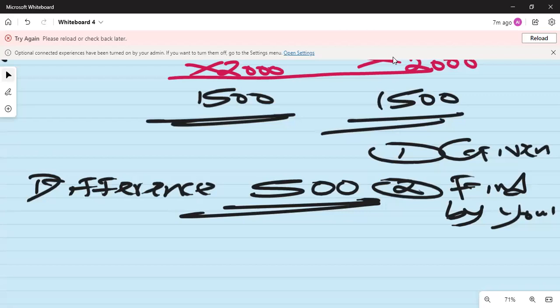So one of the uses of the journal is to correct errors. We use the journal to also correct errors.